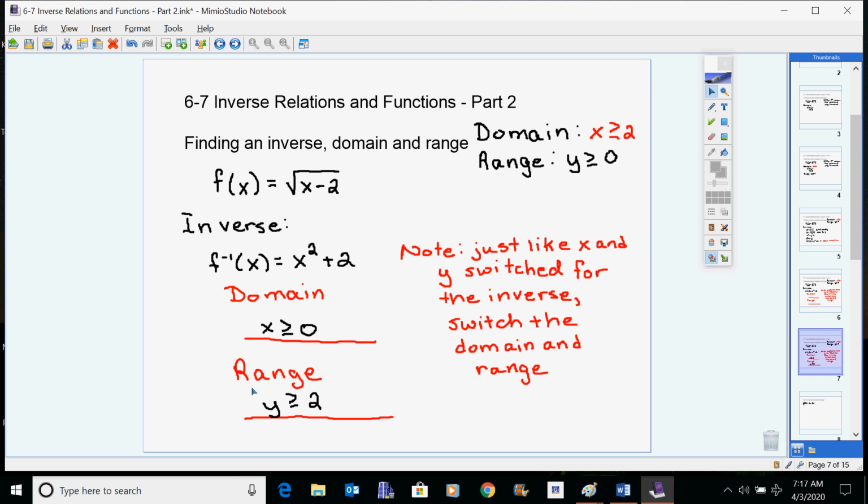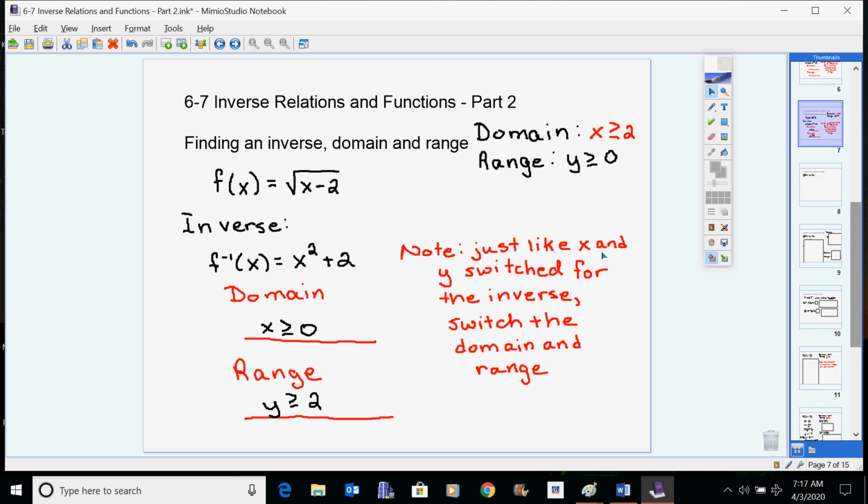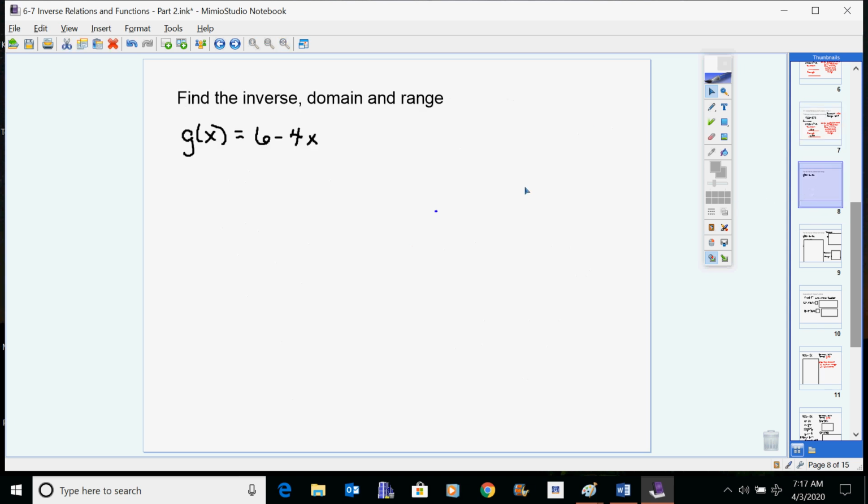So if we don't limit this like this, you're going to end up with things that don't match up right. So inverses do have to switch the domains and ranges in addition. That's a big thing for you guys to get your heads around. All right, let's take a look at another one.